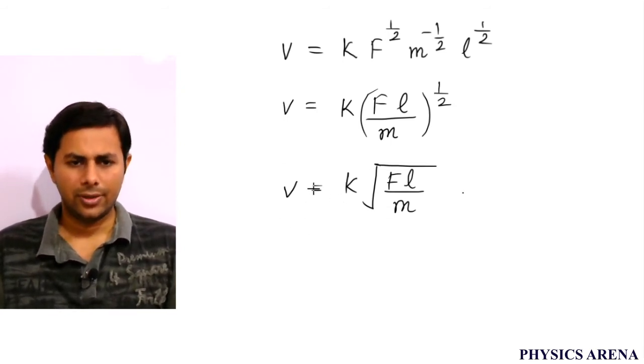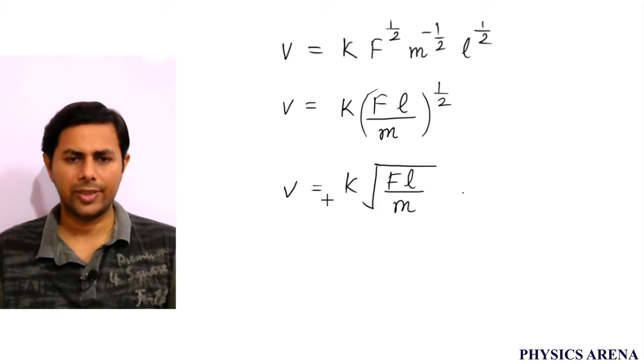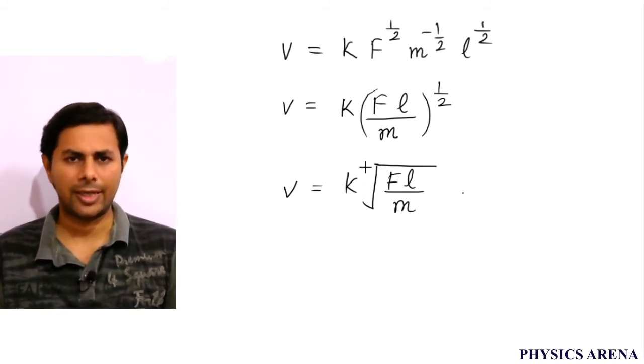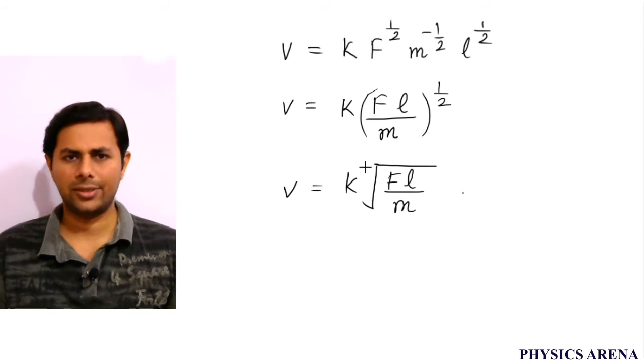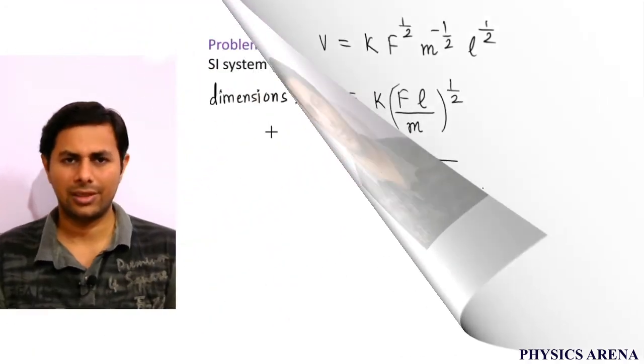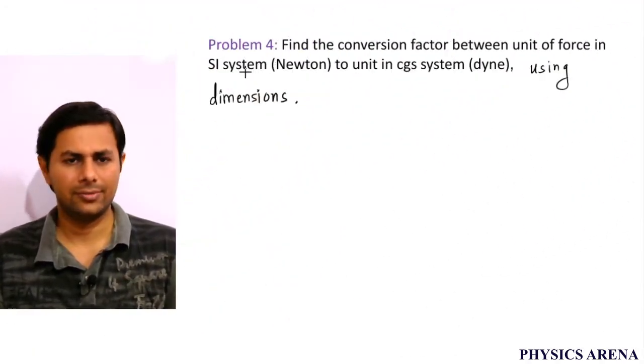So now, as we can see in this equation, we have this numerical constant whose value we cannot determine because constants don't have any dimensions. Okay, so this equation is correct up to this constant. Now let's see question number 4.